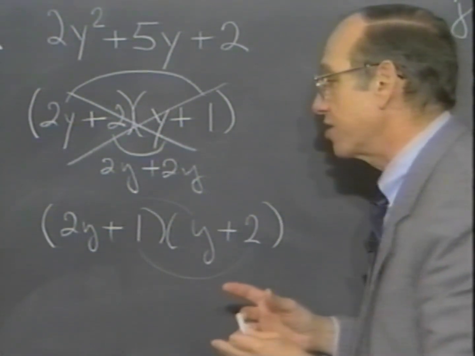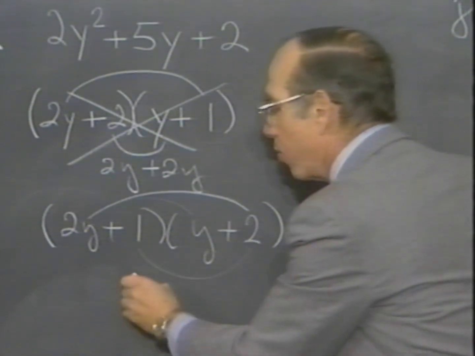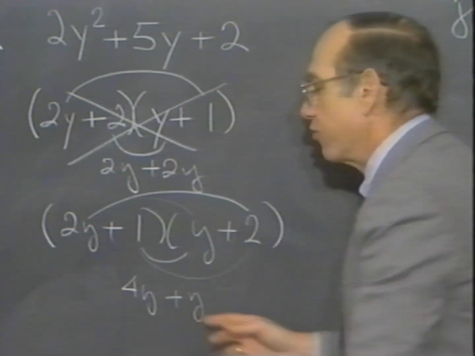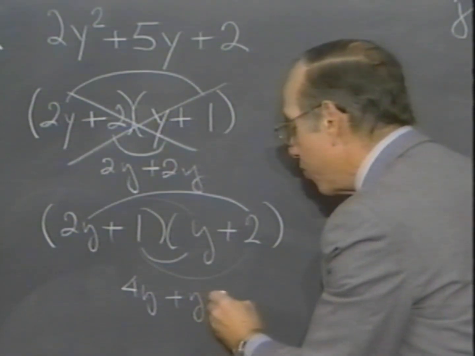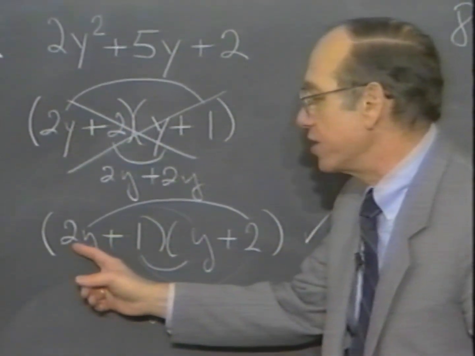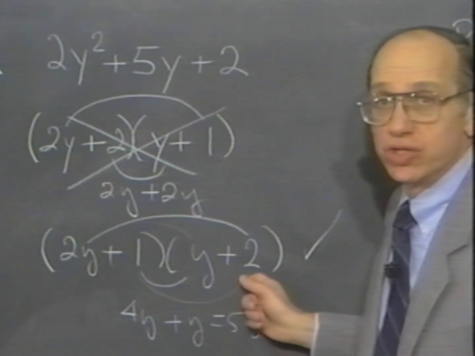So let's just check that cross term. 2y times 2 is 4y. And 1 times y is y. 4y plus y is 5y. And that one checks. So the proper factorization is 2y plus 1 times y plus 2.